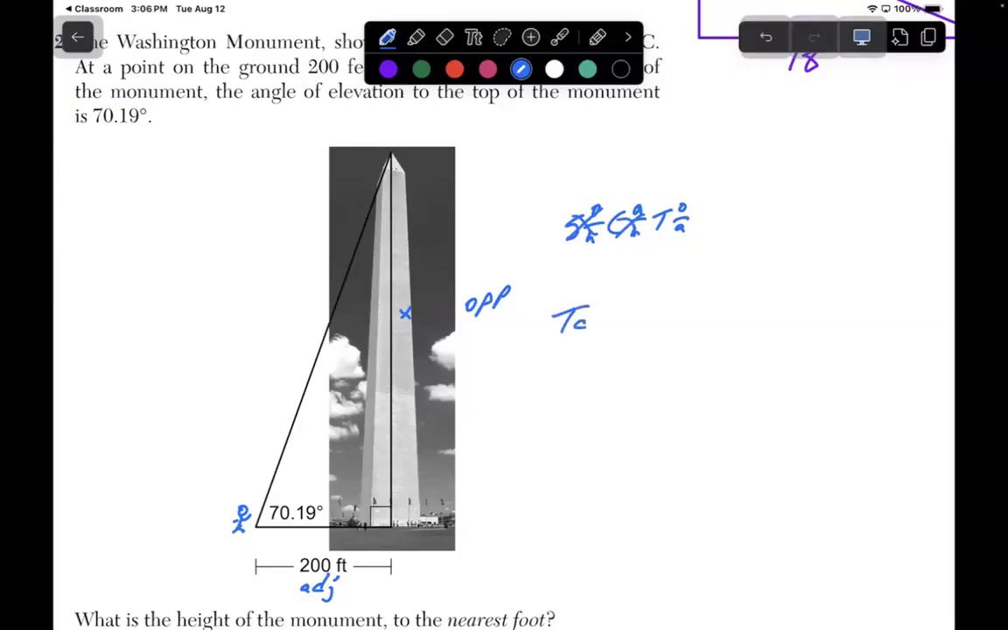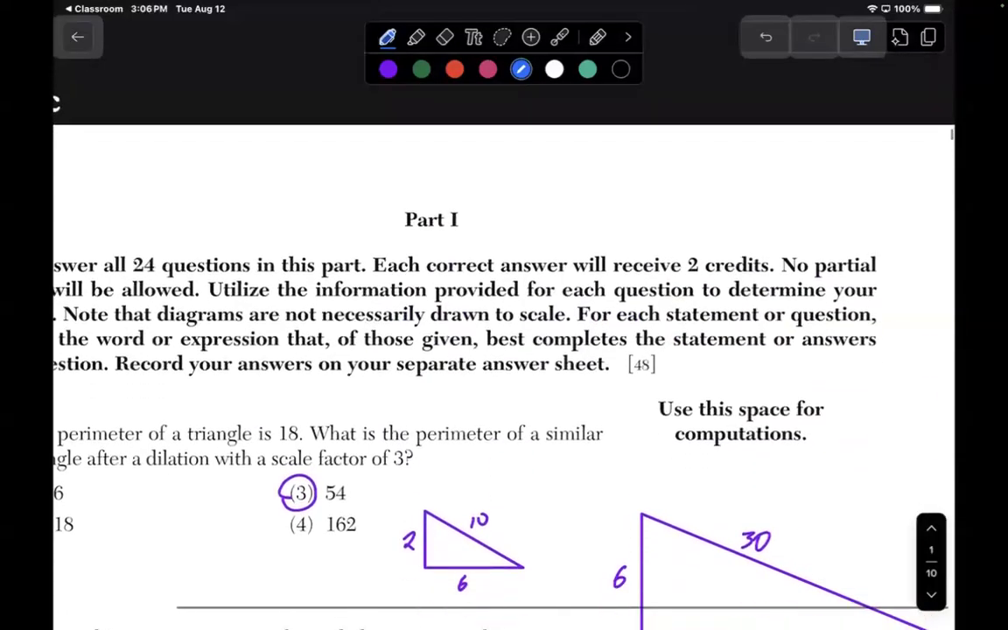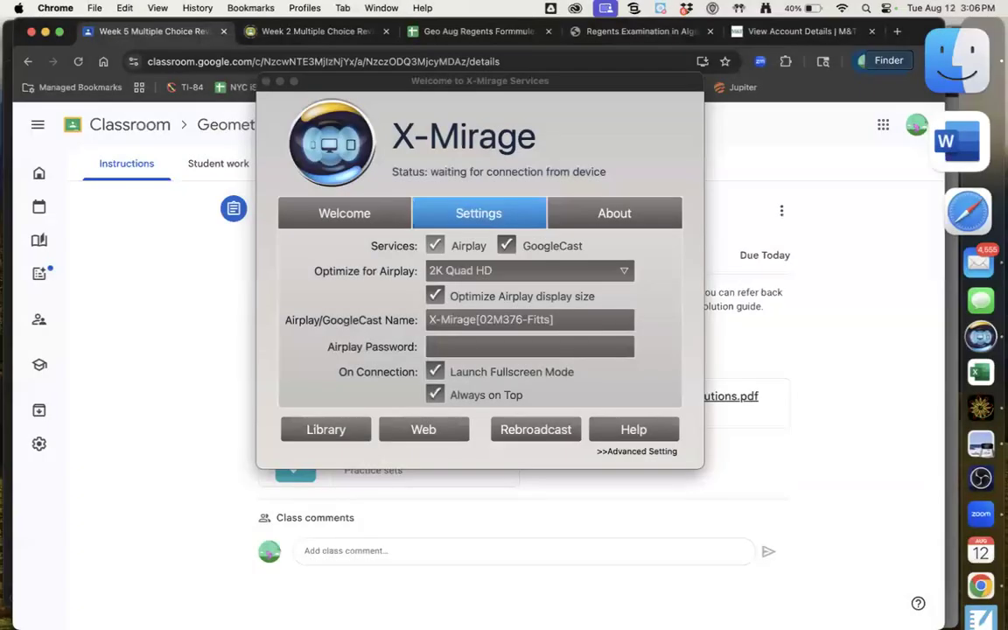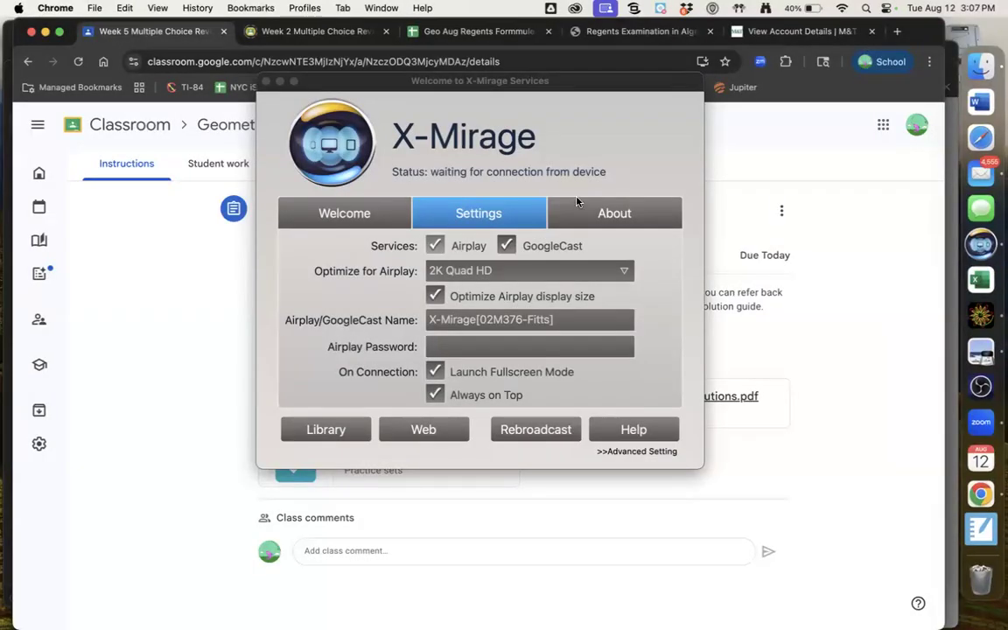So the tangent of 70.19. Whoops, what's happening? Oh, somebody else is there. Okay, sorry. Back to the problem. I'm just trying to find my calculator.